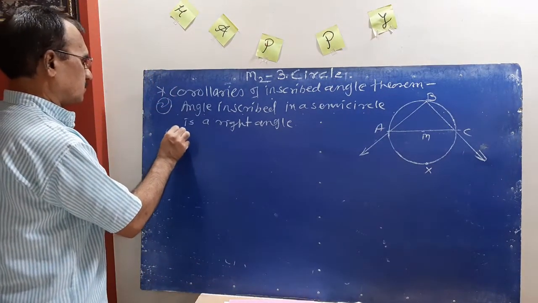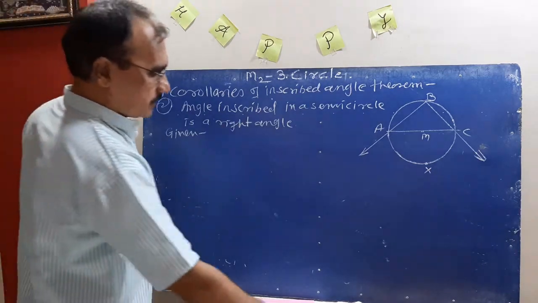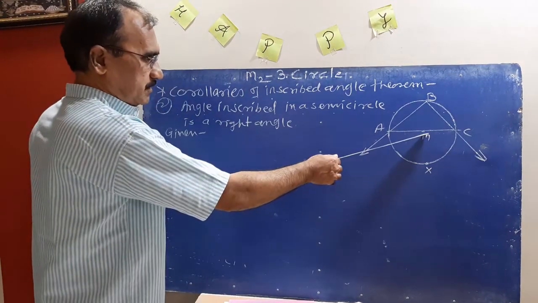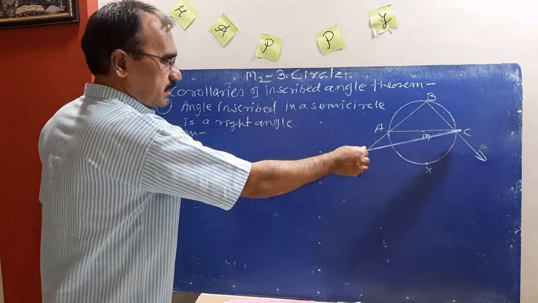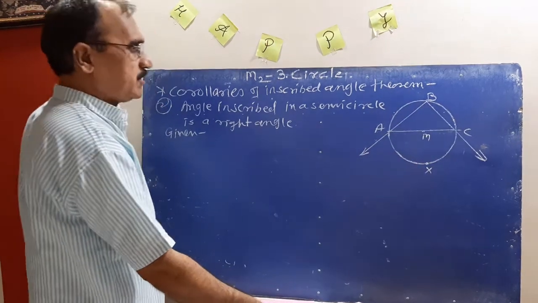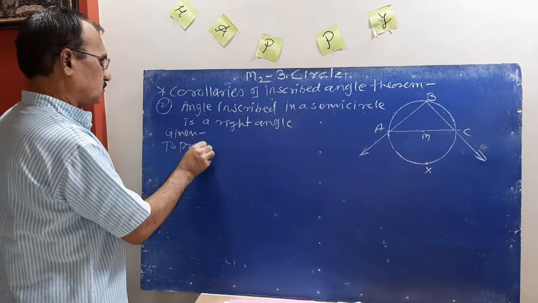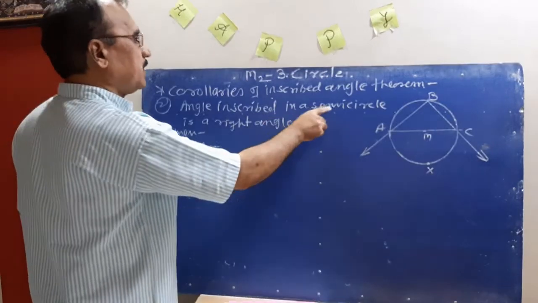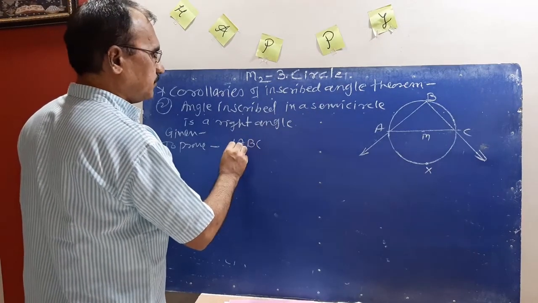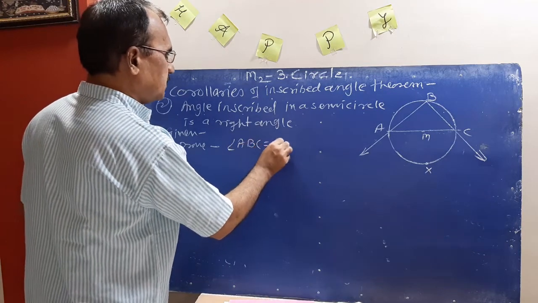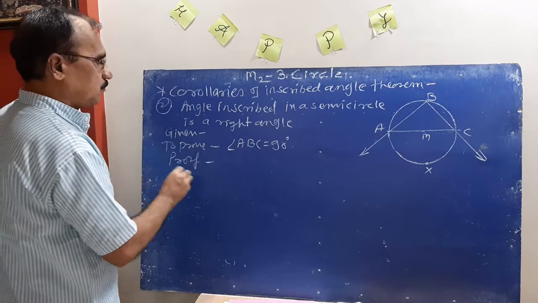Given: you can write the given with the help of the figure. What is given? M is the center of the circle, and angle ABC is an inscribed angle in a semicircle. This is given. Then what do we have to prove? An angle inscribed in a semicircle is a right angle, which means angle ABC is equal to 90 degrees. Proof.